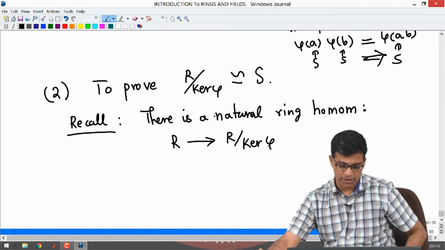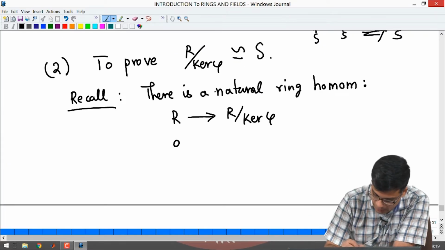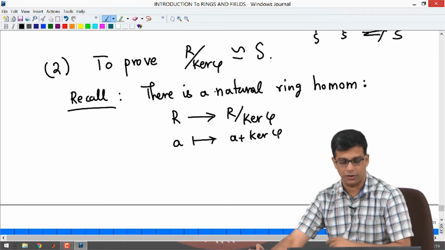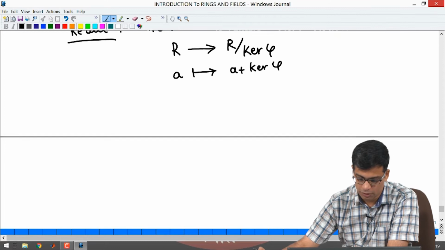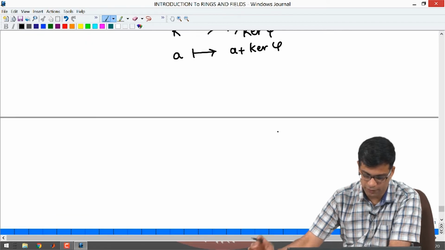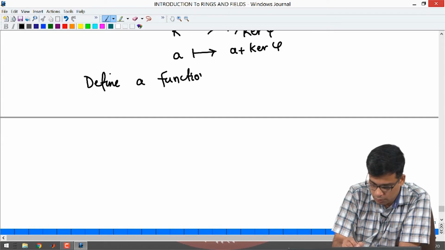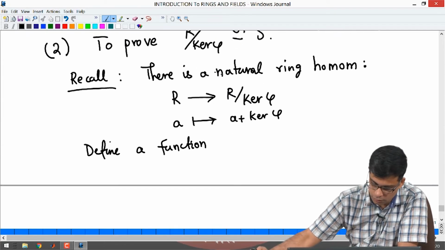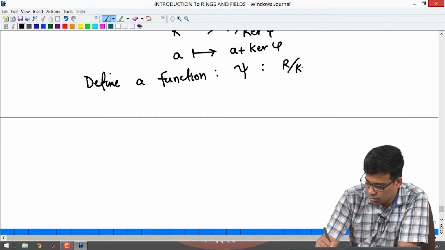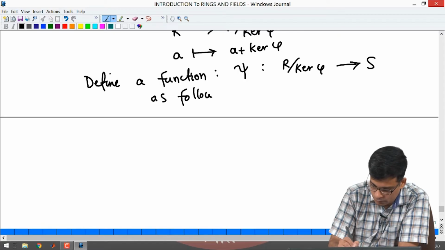Okay. And what is this? This simply sends an element A to A plus kernel phi. So, remember this is exactly the map that we have in group theory. When you have a group homomorphism, you have this map. Now, using this I can define the function first of all from R mod kernel phi to S. So, define a function, let us call that maybe psi, from R mod kernel phi to S as follows.